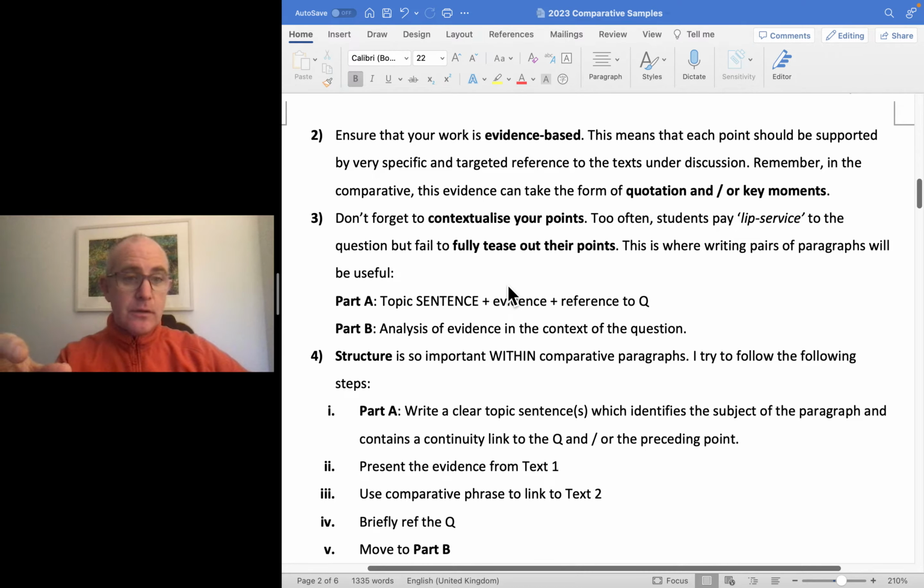So you need to have your key moments ready, and it is better if you have quotation as well as key moments. Okay? An essay which is supported by definite reference in terms of quotation is always going to be better than an essay of equal quality in terms of structure and expression, which is not supported by quotation.